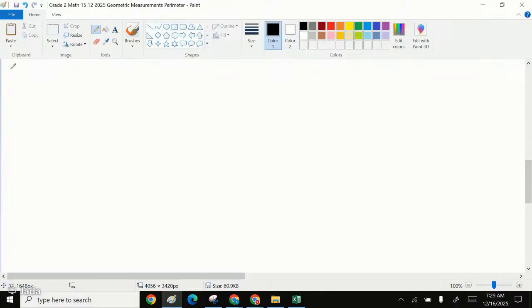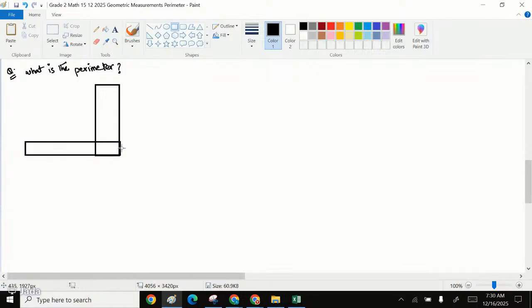The question says, what is the perimeter? And the shape is something like this. Let's draw the shape. If we have this over here, and then we have another rectangle, but shorter in height. Let's suppose we have another rectangle, something like this. I'll remove this middle part over here. So this is the shape that is given to us in the next question.